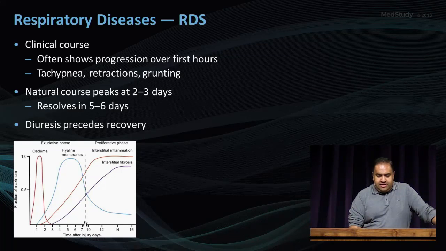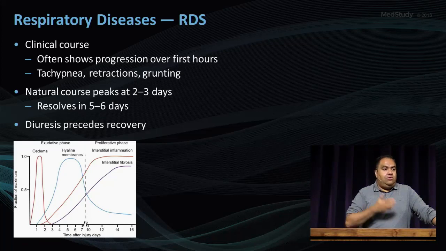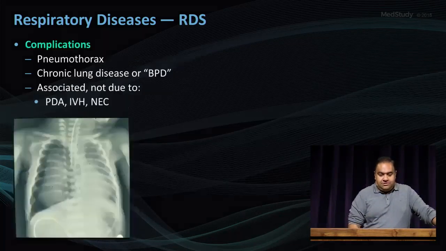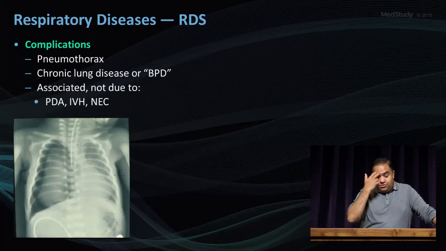Diuresis precedes recovery. Remember, once the lungs are dosed with surfactant, the surface tension decreases, and as that surface tension decreases, you need to allow the breath to be taken a little bit more easily. You need to back off on the pressure. So complications: pneumothorax. If you don't back off, you can see the pneumothorax in through here. You can get chronic lung disease. We try to do gentle ventilation.